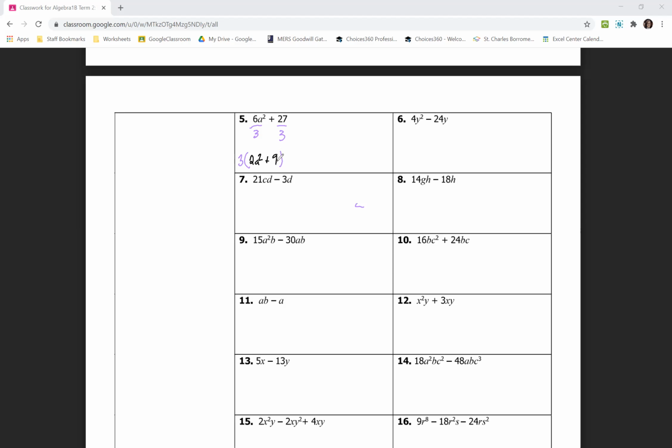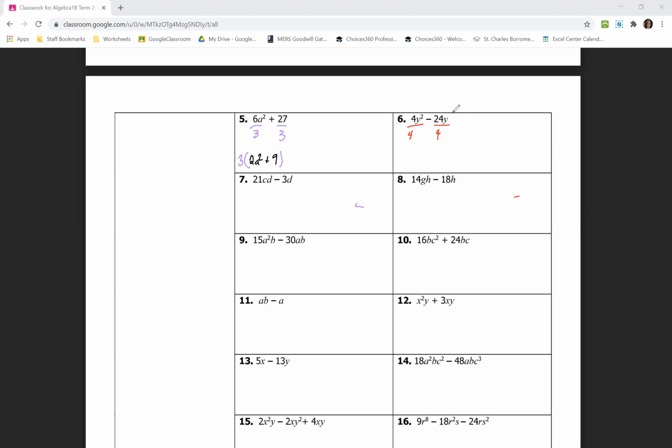Now let's look at some where we might see a common variable. I'm looking first at my coefficients, 4 and 24. What can I divide out of 4 and 24? I'm pretty sure I can divide a 4 out, right? 4 divided by 4 is 1, 24 divided by 4 is 6. Now let's look at my variables. This term has 2 factors of y. This term also has a factor of y. It has 1 factor of y.